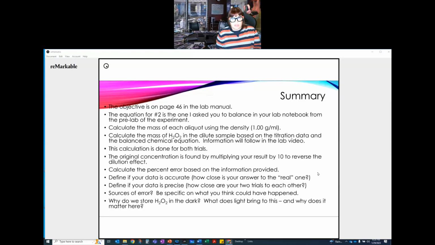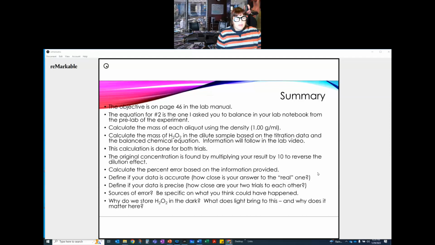How precise is your data? So do your two trials match each other, or are they variant? Because that tells you how precise they are. What are your sources of error? Be specific. There are any number of things that may have gone wrong with this. I don't care what you tell me as long as it makes sense. Okay. So as long as you've thought about the physicality of what you're doing and it makes sense.